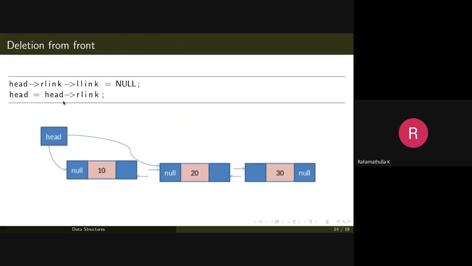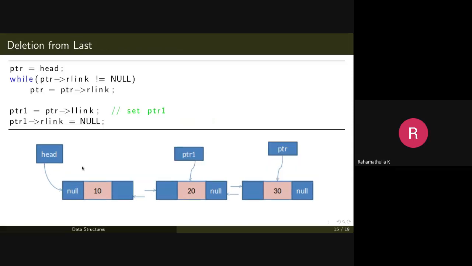And head is equal to head pointer rlink. So you make this as null and your head to point to the next node. So from head, you will be starting from head. So head to, this is the first node and this is the second node. This node with value 10 is deleted.